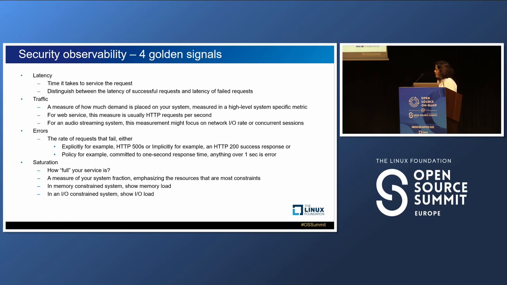So we'll look at these four golden signals that govern the metrics for security observability. Latency is one of the metrics, taking care of monitoring the time it takes to service the request as such. In the case of a web service, the monitoring can happen on the HTTP traffic, how much latency the HTTP request is taking, whether the request is getting a response within the defined time expectations or not as such. And again, the observability from that point, distinguishing between the latency of a successful request and the latency of a failed request as such.